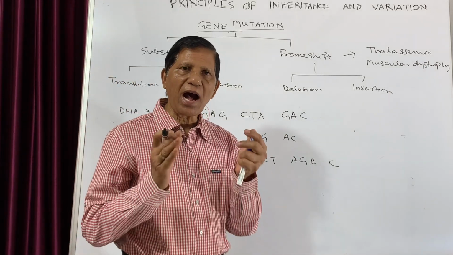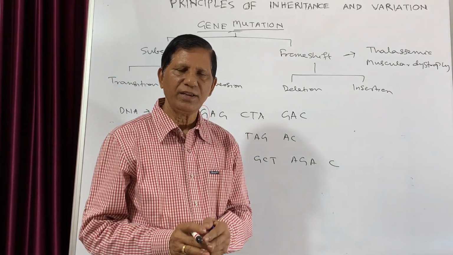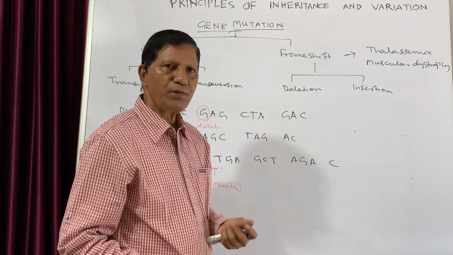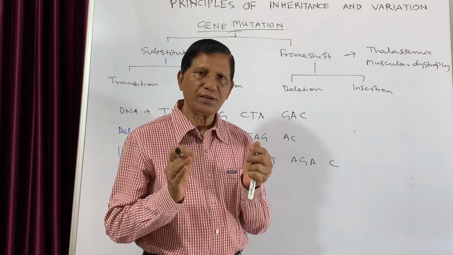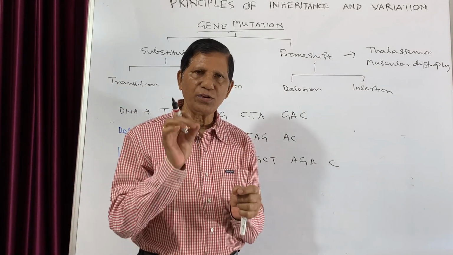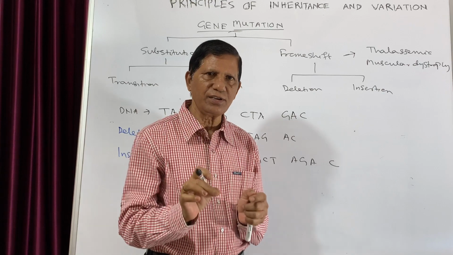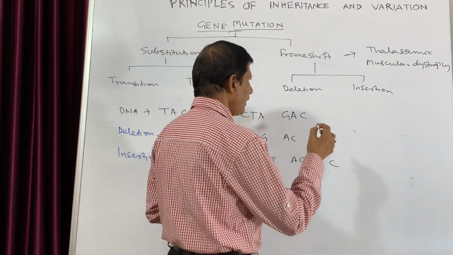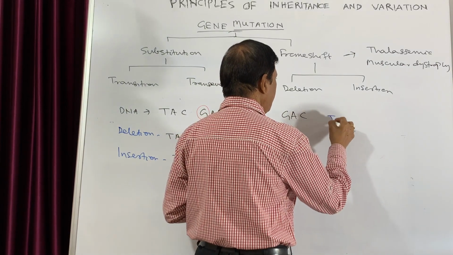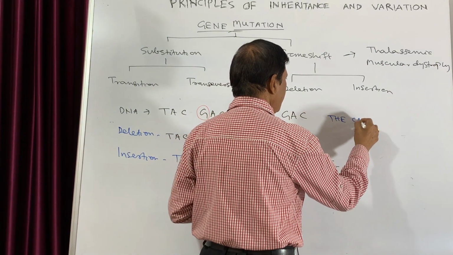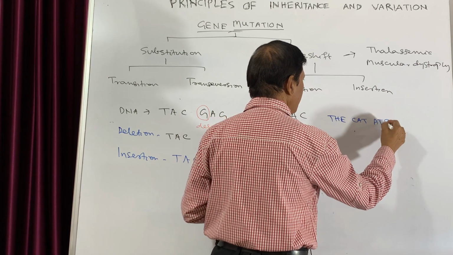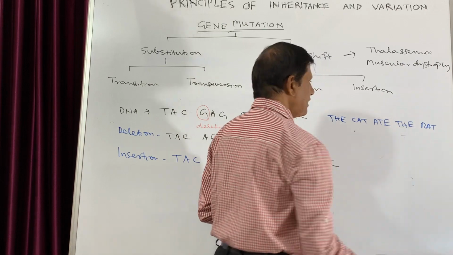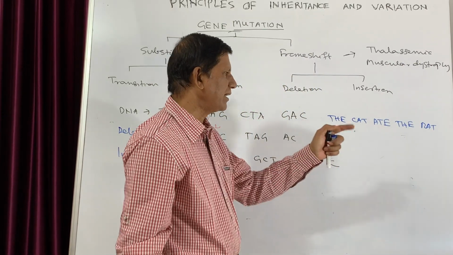But what is the far-reaching effect? You cannot guess unless I give one analogy. So let us give one analogy. Let us give one sentence where all the words have 3 letters like the codons. Suppose, the cat ate the rat. Now this is a meaningful sentence. The cat ate the rat.